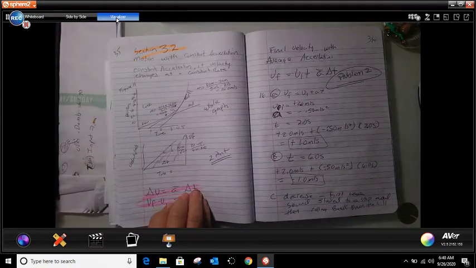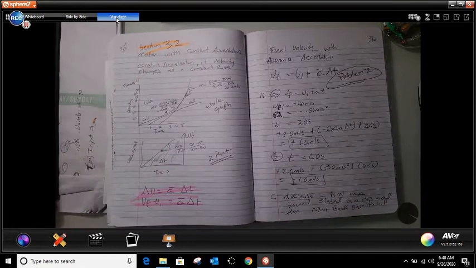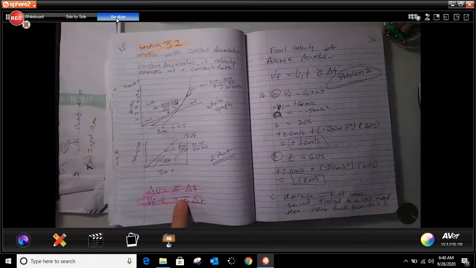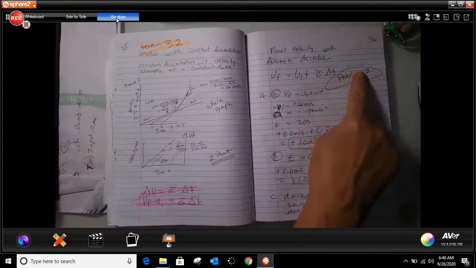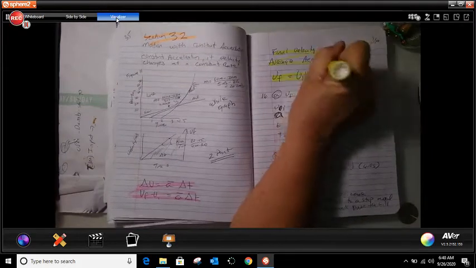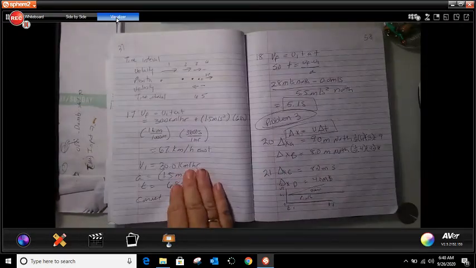3.2, motion with constant acceleration. Well, here is a graph. Here is actually showing me how this is working. Here's a formula. It's already highlighted. Final velocity with average acceleration. That is another formula that I would need to know. And then our practice problems underneath.